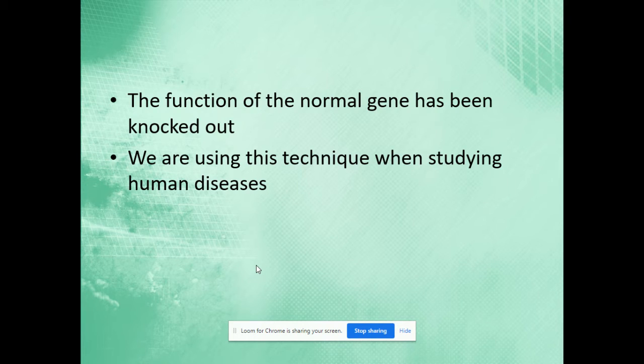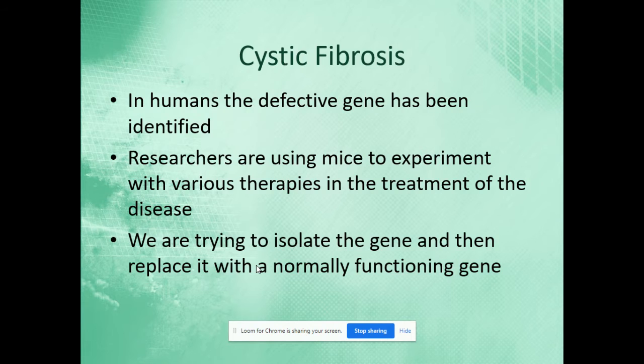The function of the normal gene has been knocked out. We're using this technique when we study human diseases. So it'd be kind of cool if you do have something on a gene that's harming you, if we could go in there and basically inactivate it. We could potentially get rid of that disease.